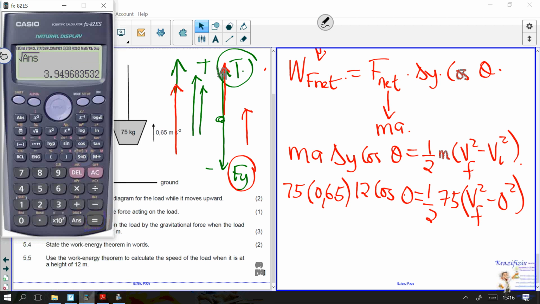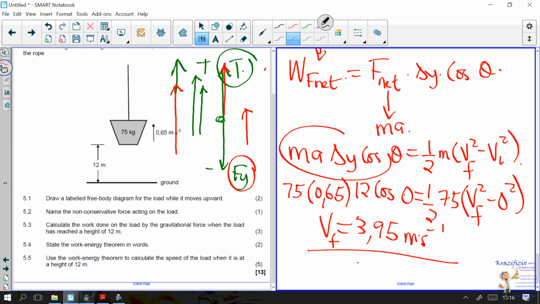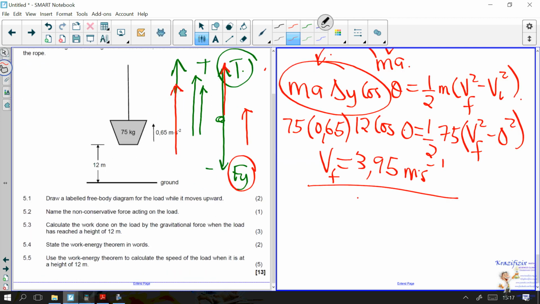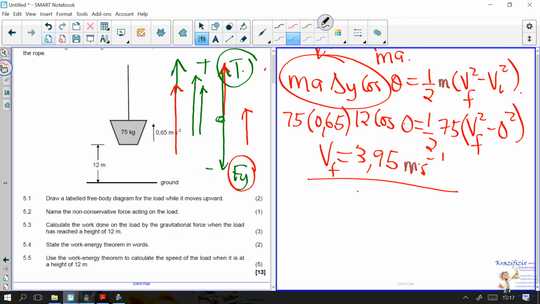We need to find the square root of this answer now, which gives us 3.95 meters per second. That's our V. Done again, two different methods, and you are done with work. Please rewind this session. This is quite interesting. Some of you have never seen this before.